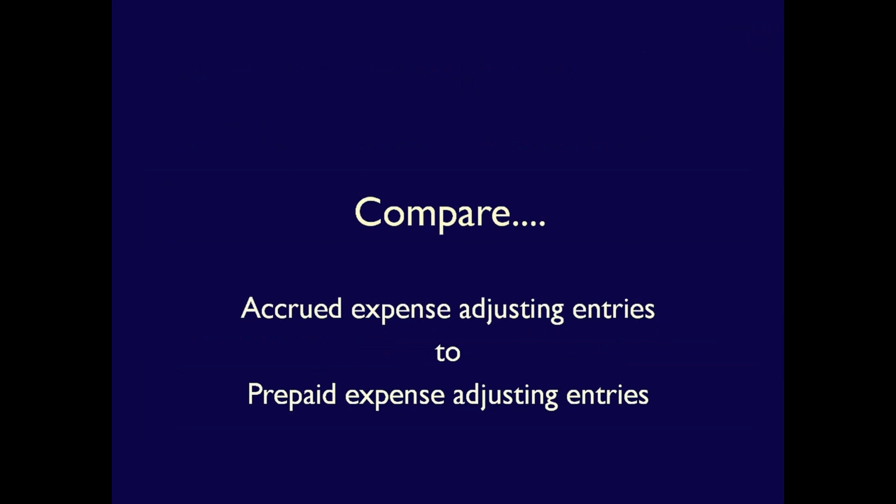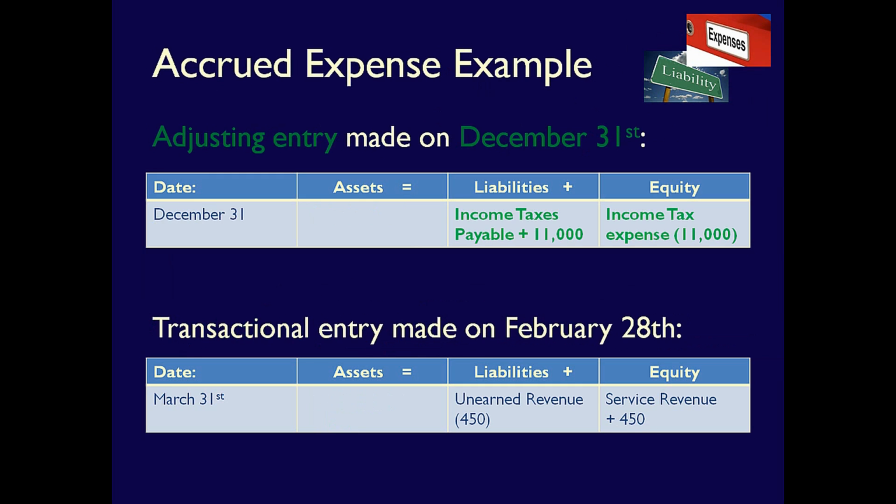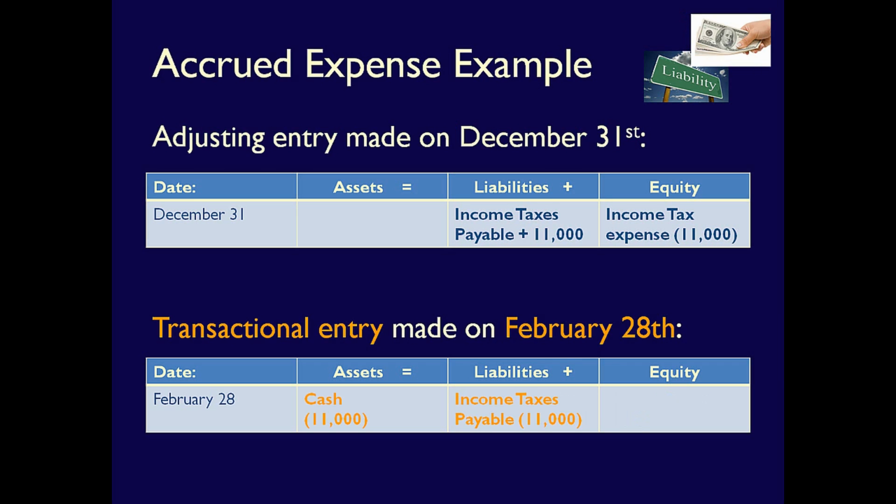What's interesting about accrued expense adjusting entries compared to prepaid expense adjusting entries? Well, prepaid expense adjusting entries start with a transactional entry sometime during the year, and then they do an adjusting entry at the end of the year to recognize something that has been used or consumed. Now, accrued expense adjusting entries do an adjusting entry at the end of the year to recognize something that has been incurred but not as yet paid. Then we record a transactional entry after the year end to recognize paying off our obligations.